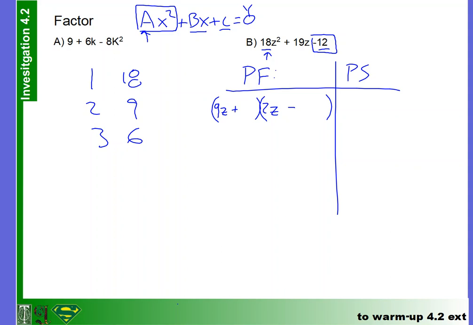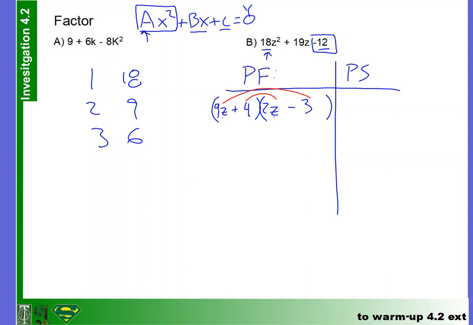So then the next question is, what times what is negative 12? What times what is negative 12? This is not a trick question. Peter? 4 and negative 3. So I'll put 4 here and 3 here. Now, I know that 9z times 2z is 18z squared. I know 4 times negative 3 is negative 12. So I know that the quadratic term and the constant term are going to work. I don't know about that linear term. So let's multiply out and find the linear term.